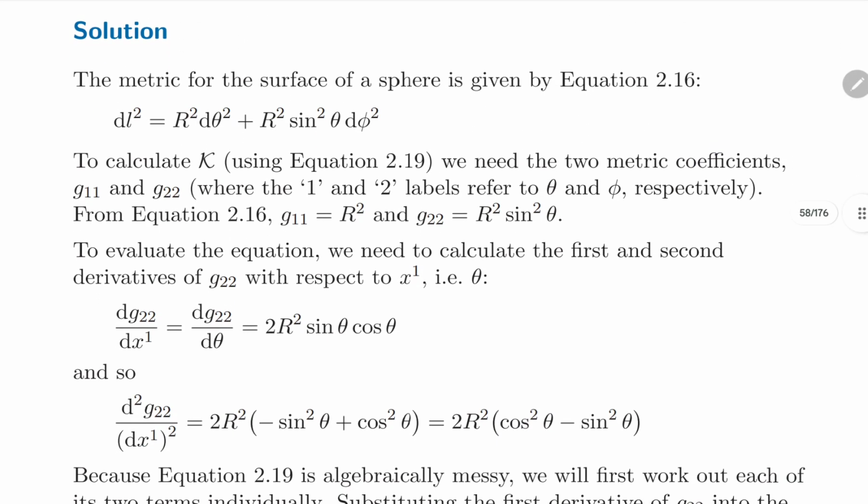Solution: the metric for the surface of a sphere is given by equation 2.16: dl squared equals r squared d theta squared plus r squared sine theta squared d phi squared. To calculate k using equation 2.19, we need the two metric coefficients G11 and G22, where the 1 and 2 labels refer to theta and phi respectively. From equation 2.16, G11 equals r squared and G22 equals r squared sine theta squared. To evaluate the equation, we need to calculate the first and second derivatives of G22 with respect to x superscript 1, i.e. theta.